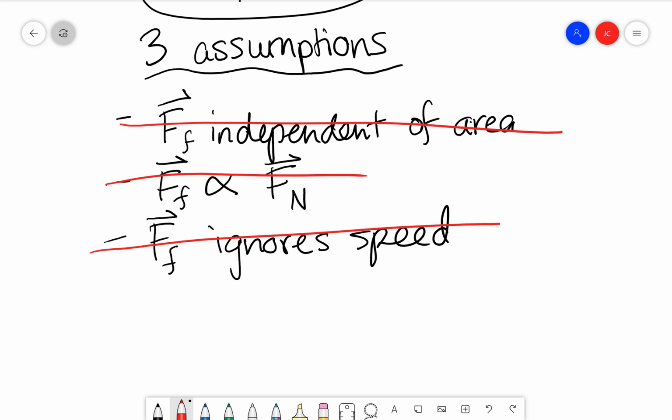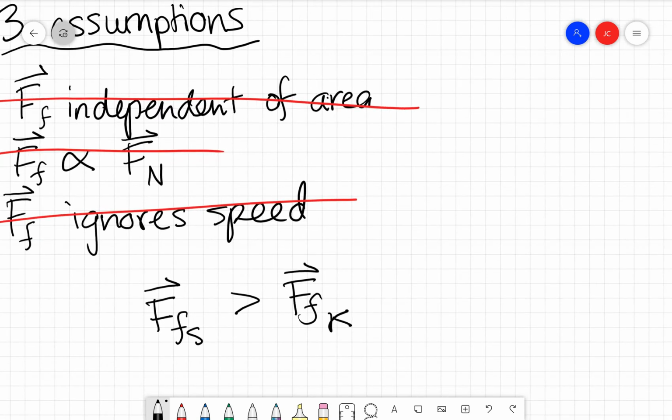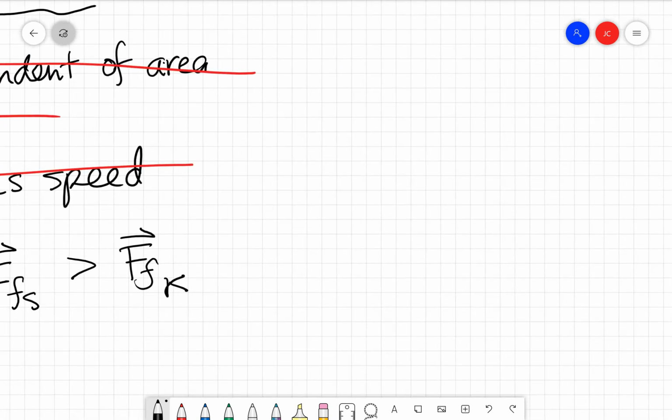So these three things can always be assumed to be true. We can always assume that the friction force does not care about the area, that it does not care about the speed, and that it is proportional to the normal force. So the more normal force, the more friction force, and vice versa. Finally, it's important to remember that the static friction is always greater than kinetic friction, which I mentioned already.